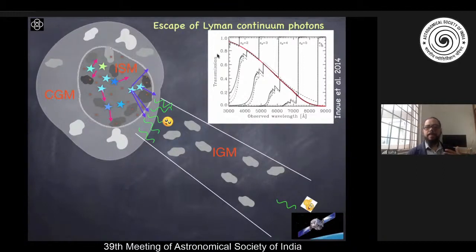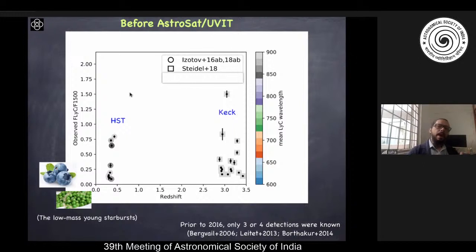And this is the IGM transmission curve from Akio Inoue, and you can see that as you go to higher redshift, 4, 5, the IGM transmission goes down very severely. So the chances that these photons will be seen are actually very, very low. And this was the current state of the observations hunting these reionizing sources.